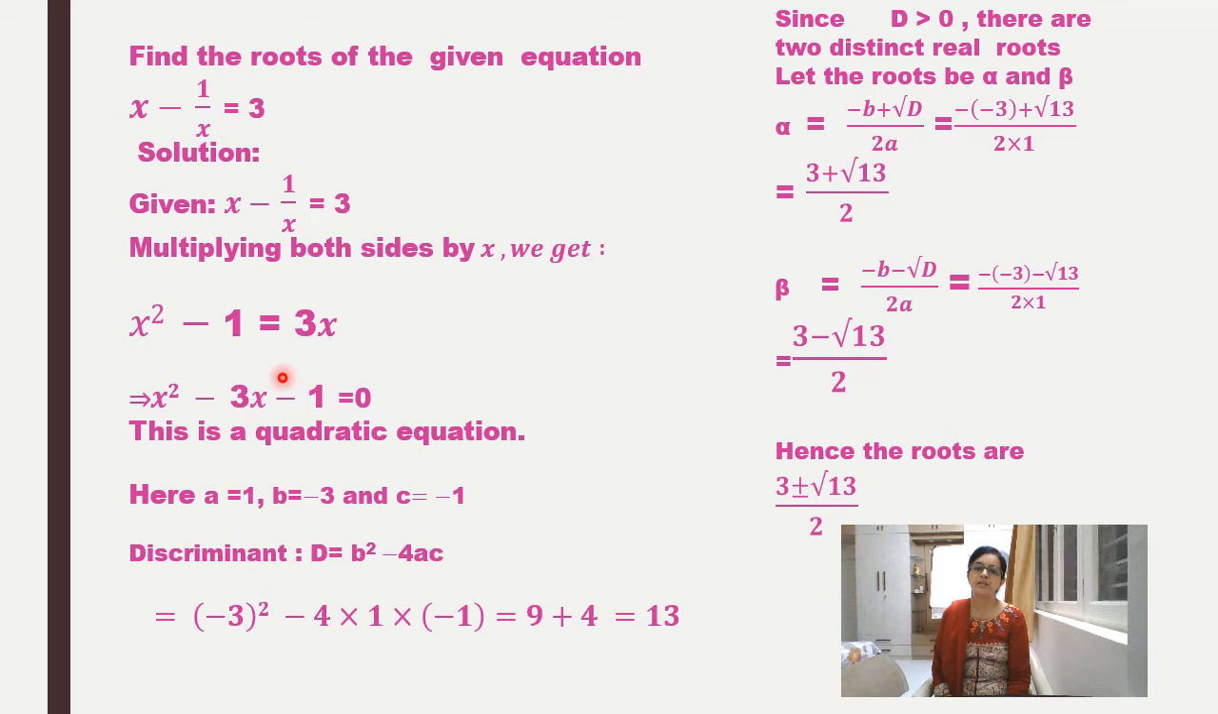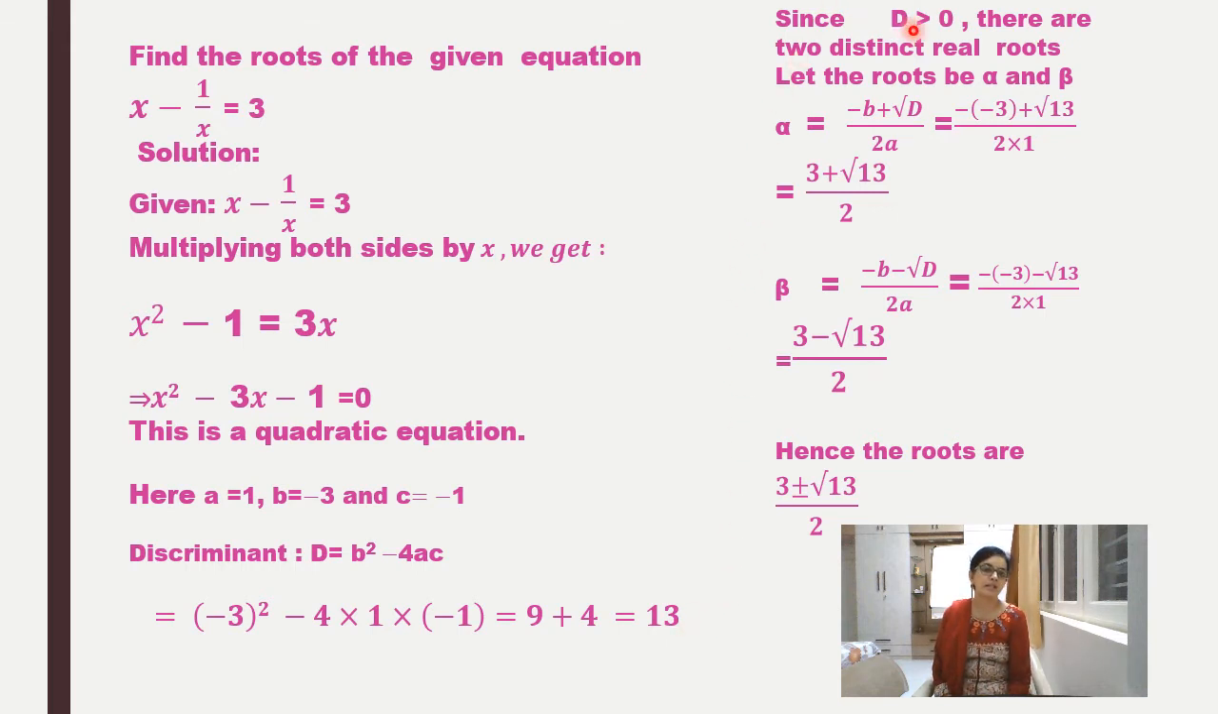Now replace b squared with minus 3 squared. So what do you get? Minus 3 squared is, what is it? Yes, it is 9. And minus 4 into minus 1 is 4. So 9 plus 4 is 13. So you are getting the discriminant is equal to 13.